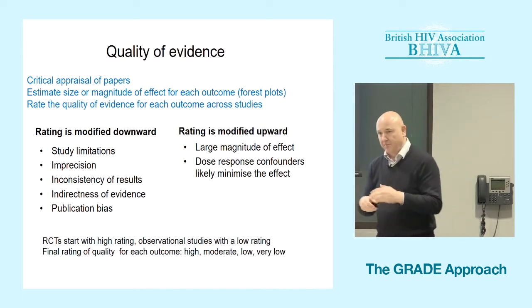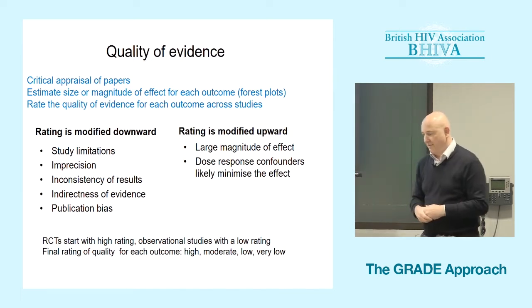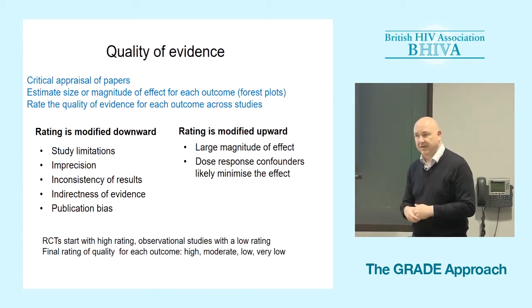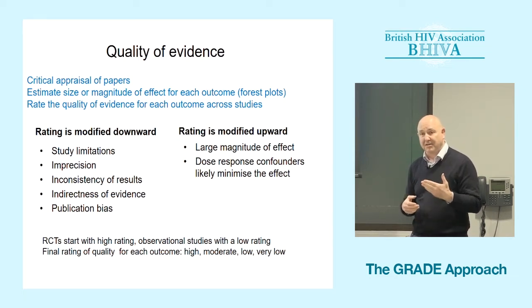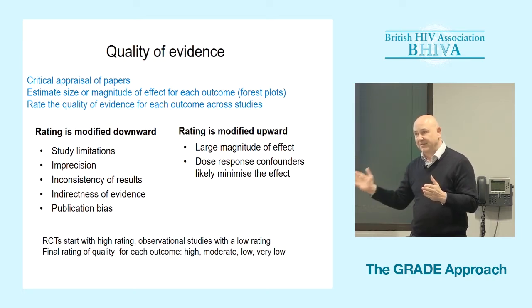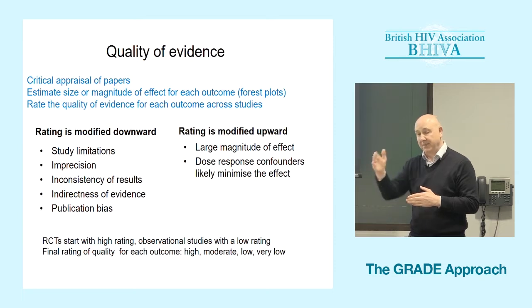Inconsistency of results would be if there is variable results across different trials. Indirectness of evidence is where every trial doesn't compare one intervention to the same standard intervention. So you may have an intervention which is compared to drug A, but drug C is only compared to drug B, so you may then have to compare A and B and then C to B.